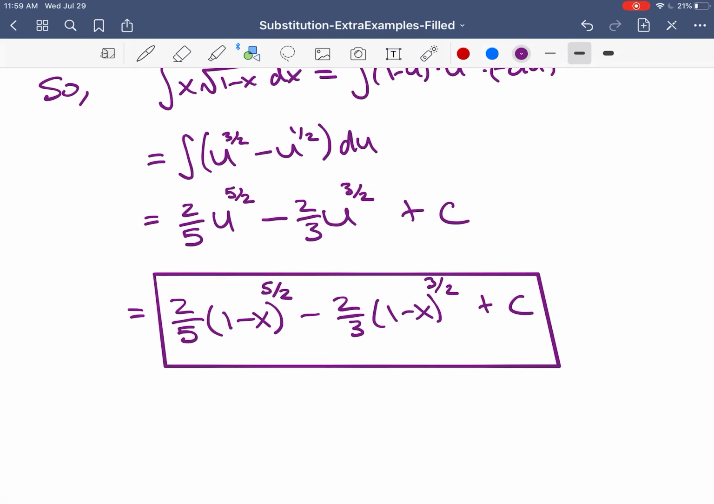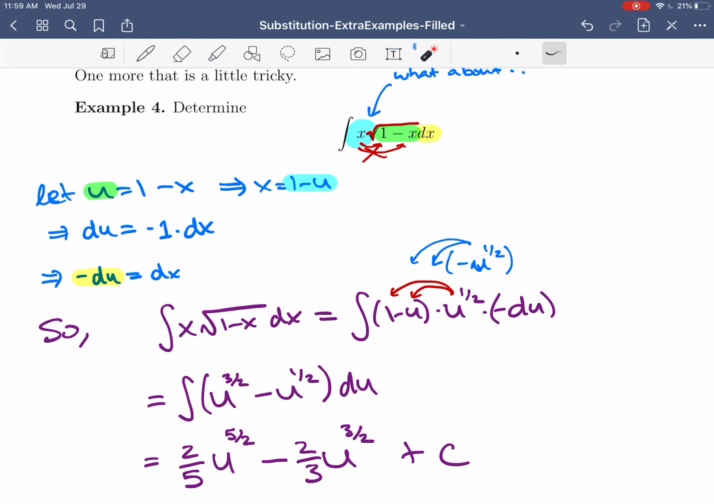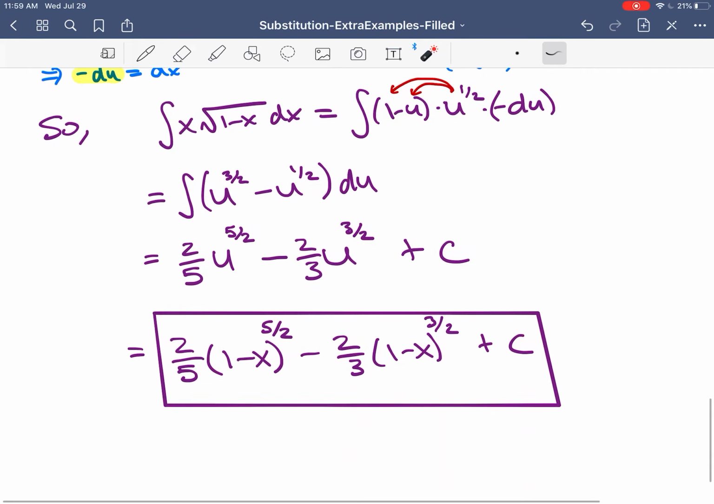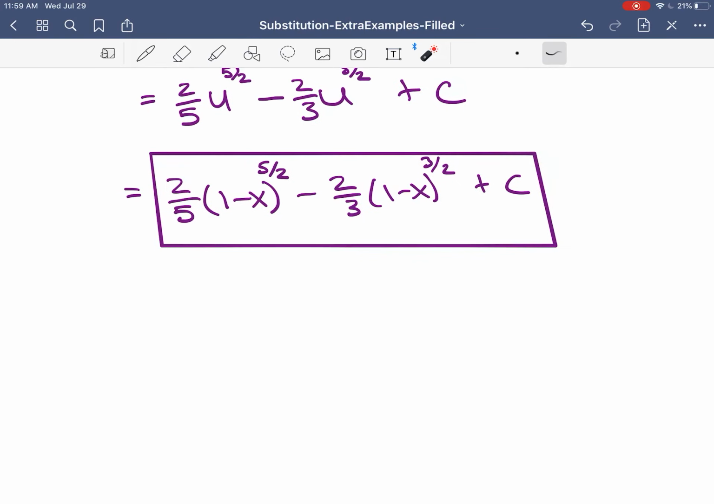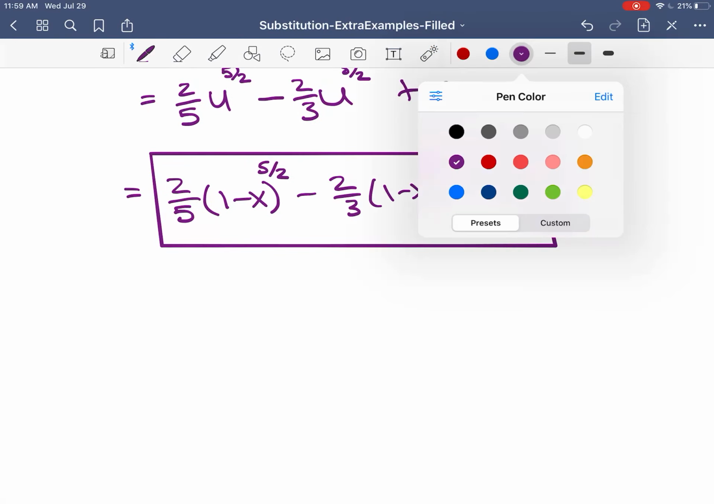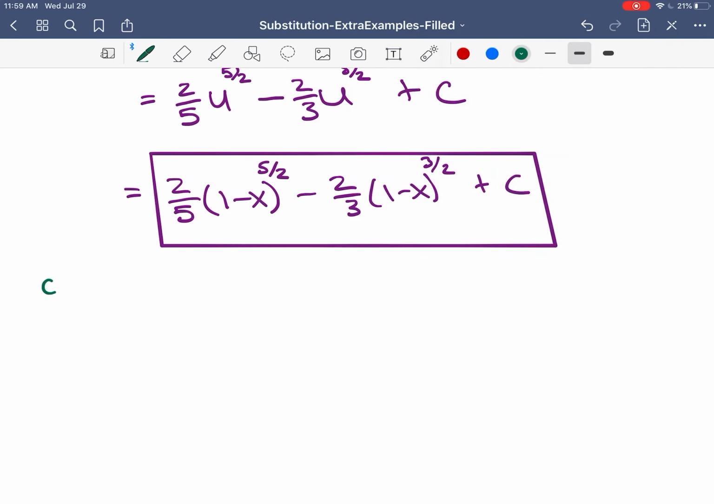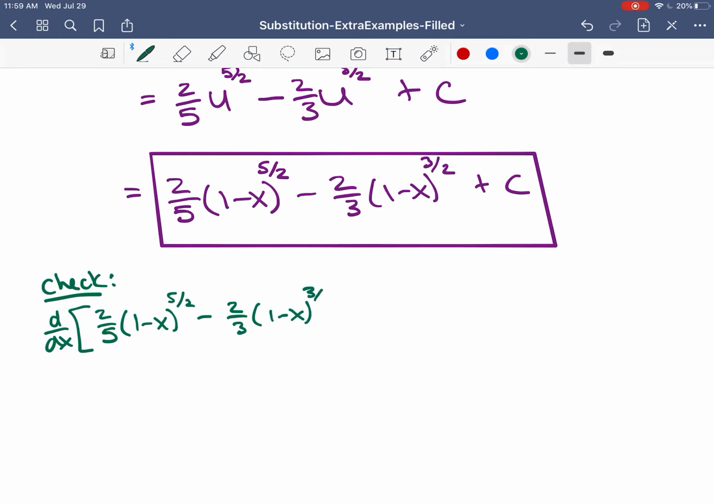And again, if you take the derivative of this, you should get that. Okay, so x times square root of 1 minus x. So it's not obvious. I recommend that you check. Actually, maybe I'll just check right now for you. Why not? Okay, so if we check, we want the derivative of 2 over 5, 1 minus x to the 5 over 2, minus 2/3, 1 minus x to the 3 over 2. The c is going to go away, so again, I just left it.